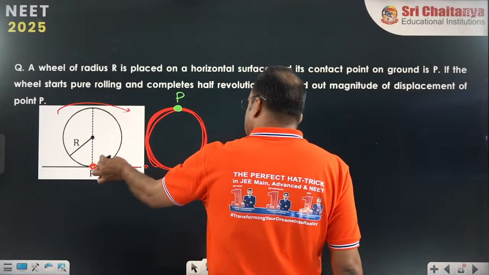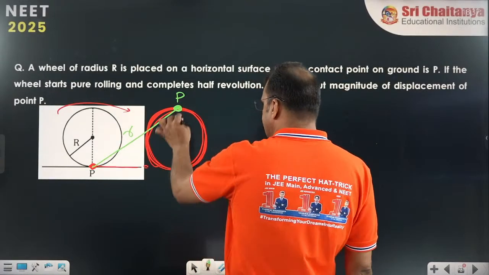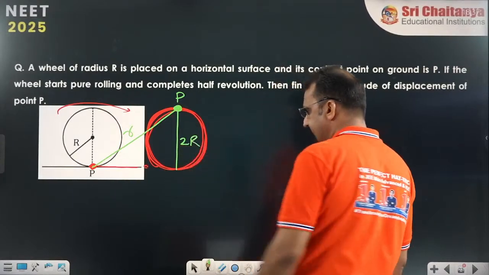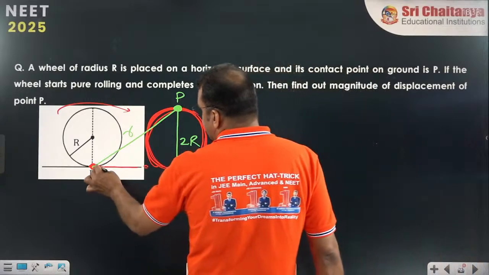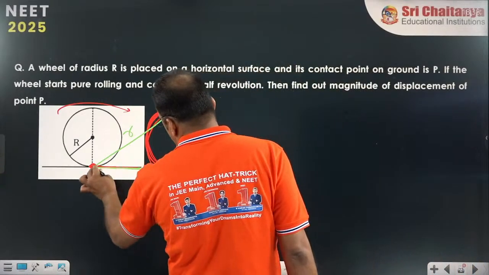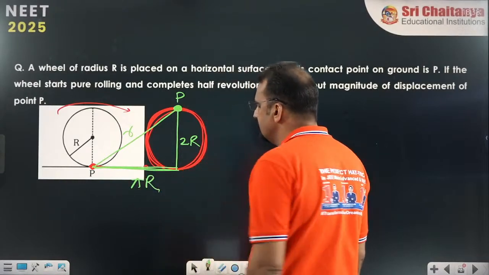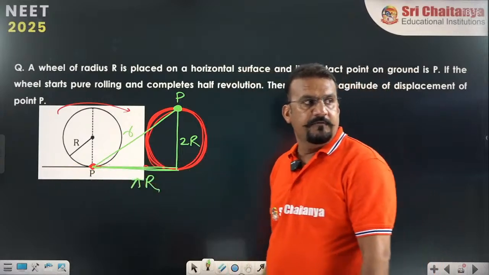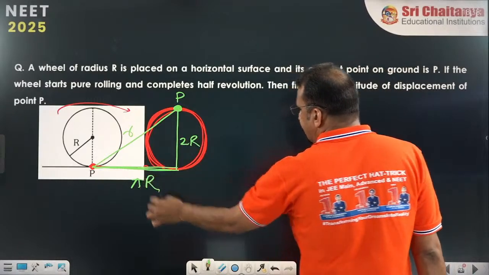Displacement means this is the shortest distance we need. This we need. How to calculate? What is this one, dear student? This is 2r, because radius means it is going to be diameter. And what is this? If one particle moves half the cycle, the distance covered is pi r. You know that half circle. This is basically the length of the half circle. When you do this, this is perpendicular, this is base.